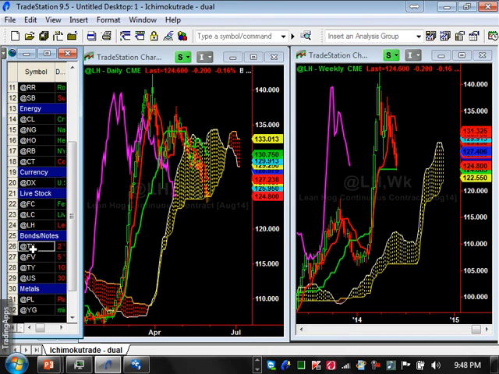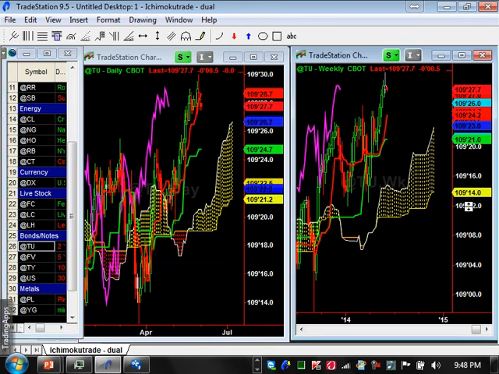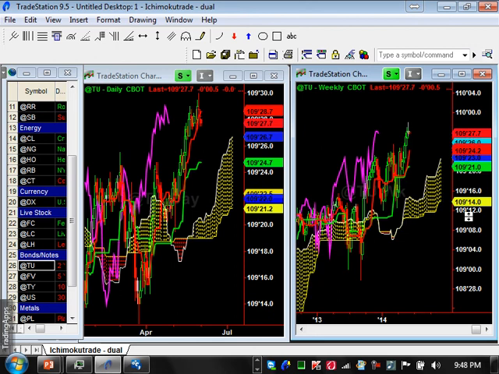Next, you've got bonds and notes, and we're going to look here at the 2-year Treasury notes, and you can see here in the 2-year Treasury notes, this is still bullish trending. It's an ugly bullish trending pattern, an all-time high here in the futures in both the daily and weekly.